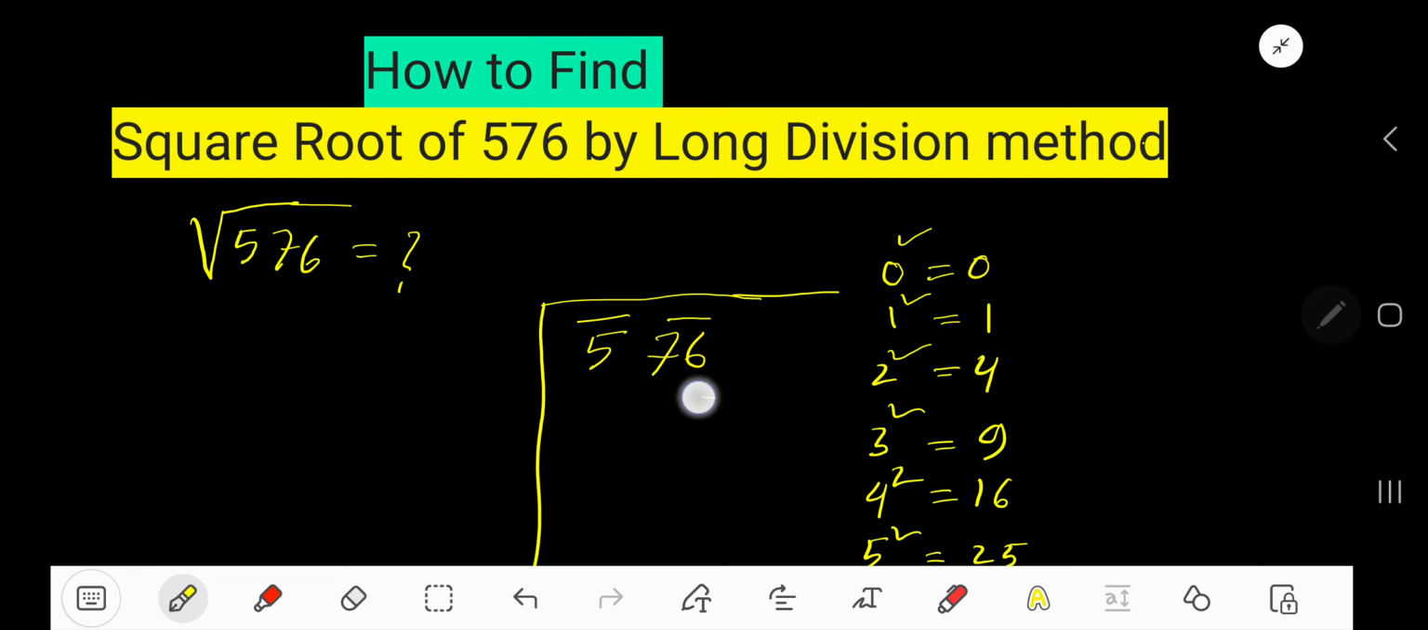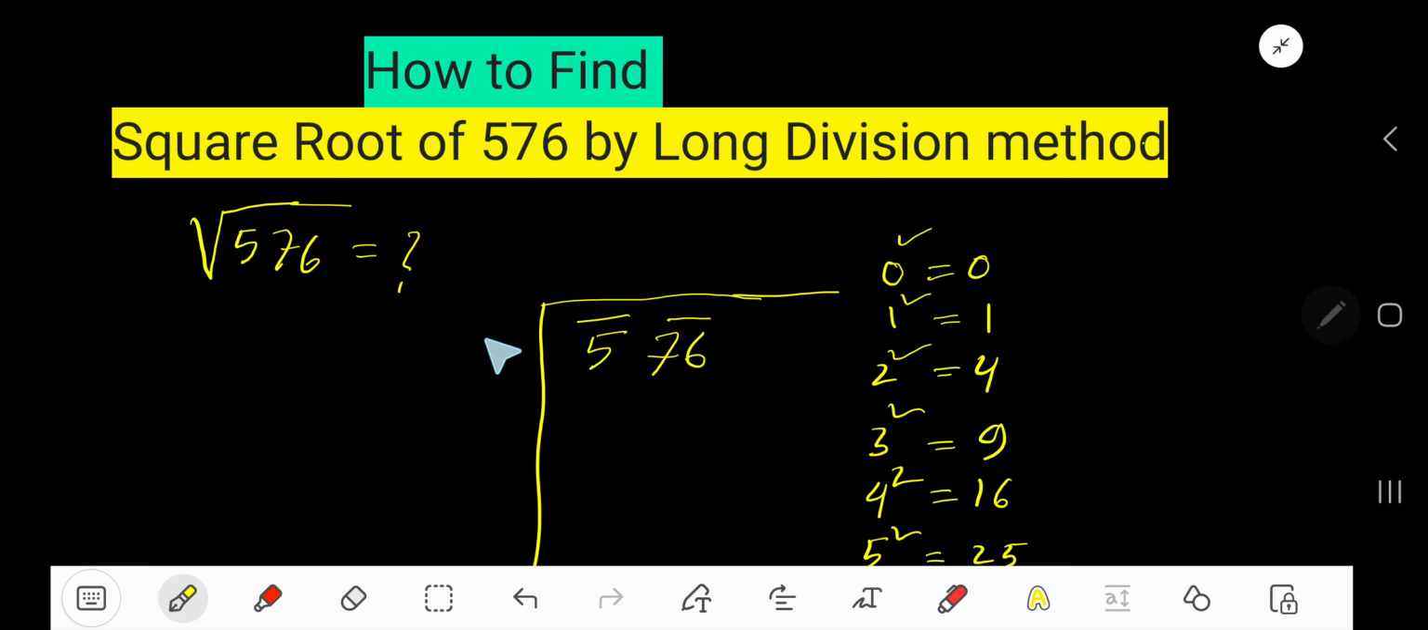to make pairs, you have to consider from right to left for the whole number. So in the second pair you have just one digit. Now you have to place a number whose square will be equal to 5 or near to 5.